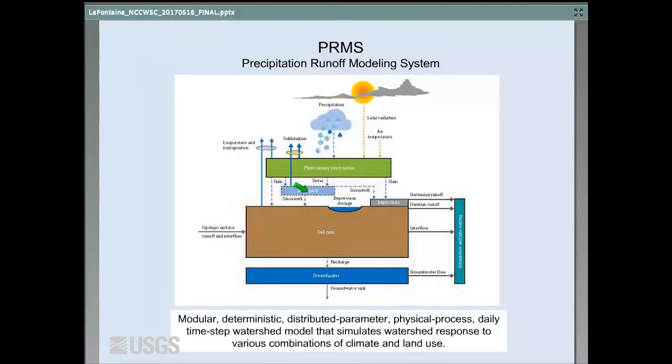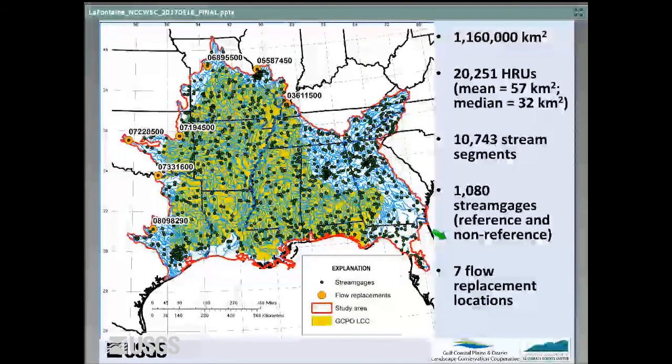the landscape with plant canopy, snowpack if you're in an area that builds a snowpack, impervious area, the soil zone, looking at depression storage features on the surface, and then the groundwater reservoir. And then on the right-hand side is where we have all the different flow components that are output from each of those different conceptual reservoirs on a daily time step. And so for the GCPO, this gives you an idea of the density of the stream network for this hydrologic model.